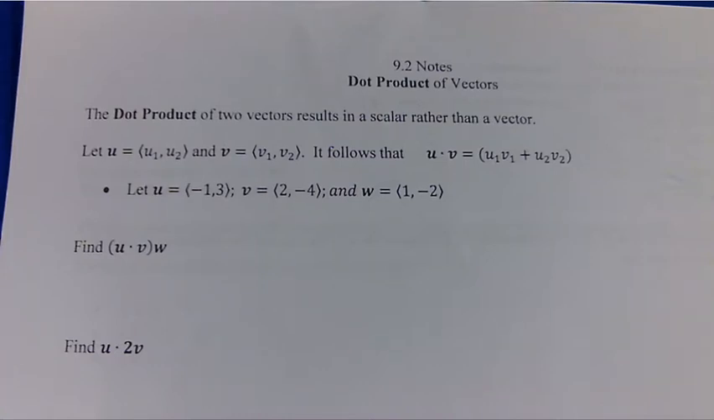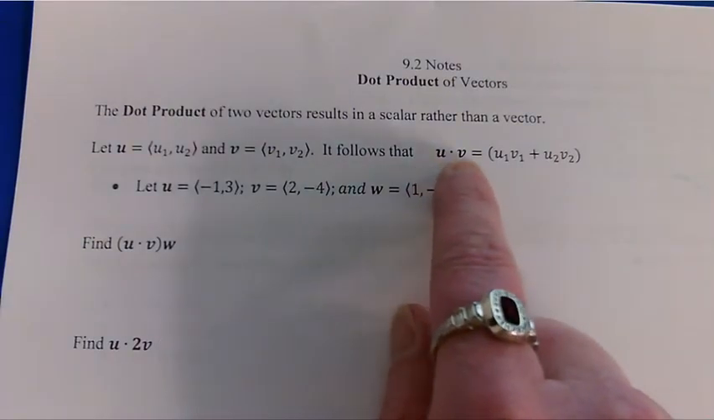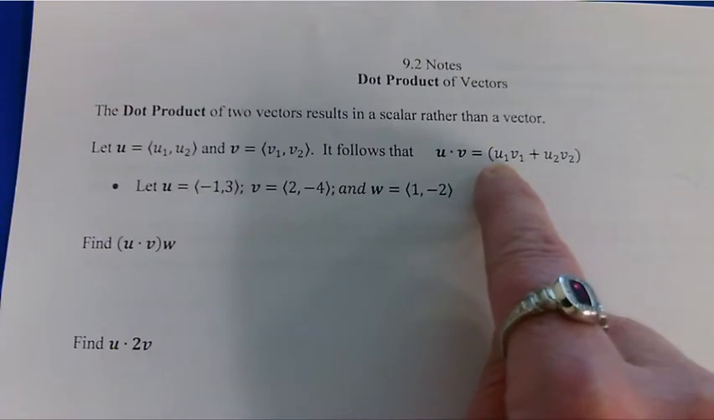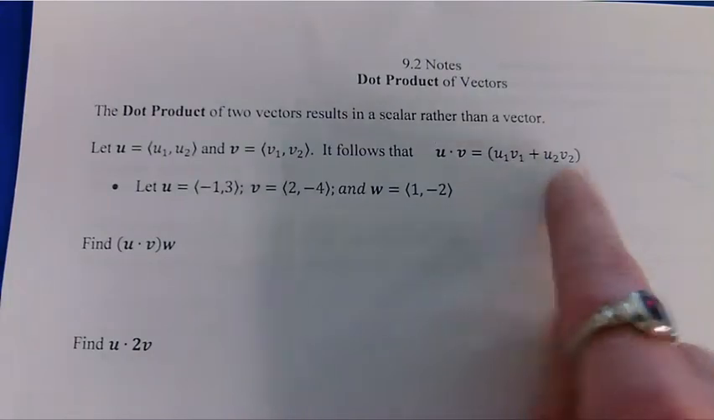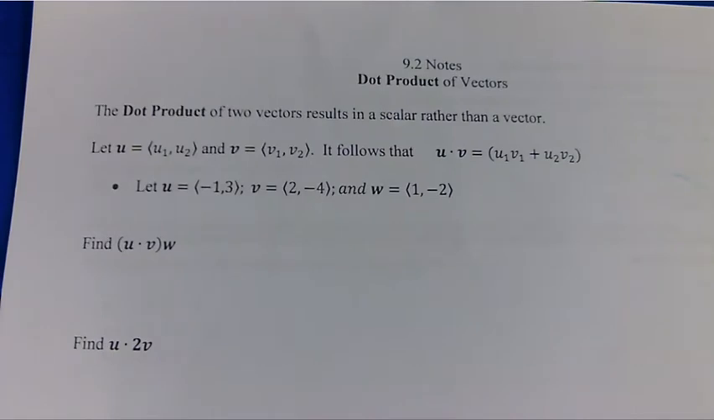And instead of like addition and subtraction, where when you added or subtracted vectors, you got a new vector, the dot product of two vectors actually results in a number, in a scalar, instead of a vector. So here's how the formula works. If I take u and v, u dot v is found by taking the x components and multiplying them together, then taking the y components and multiplying them together, and then adding those two products.